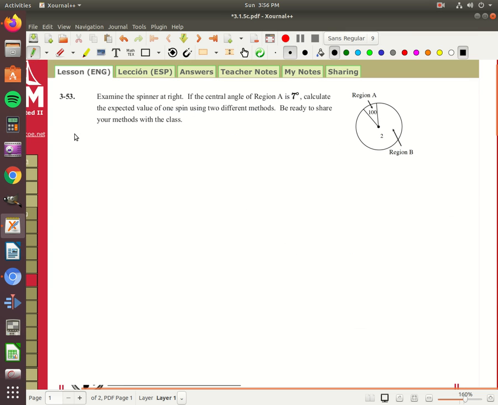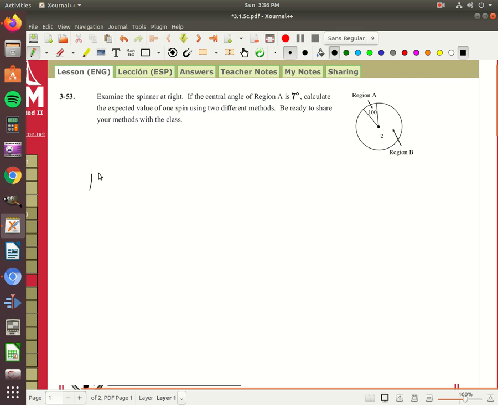Okay, it says examine the spinner at the right. If the central angle of region A is 7 degrees, calculate the expected value of one spin using 2 different methods. So be ready to share. So here's how I would do this. I mean, you might do it a different way, but the first thing I would say is I know there's 360 degrees in a circle.